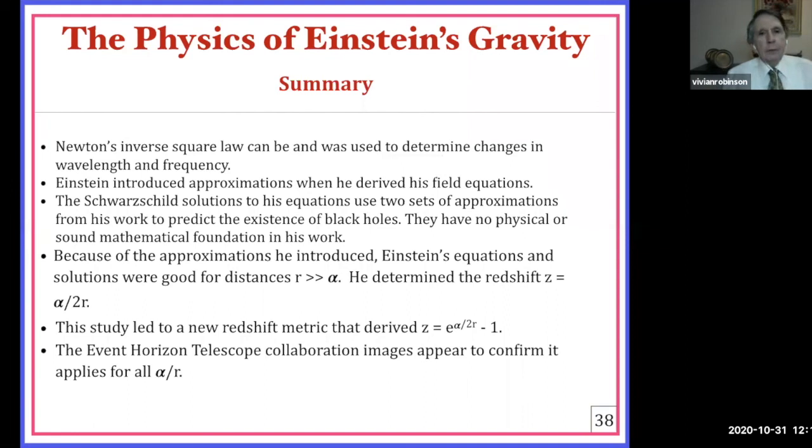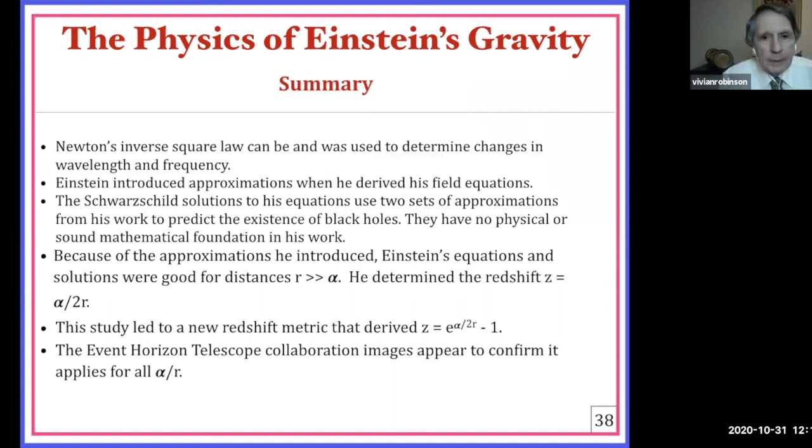Newton's inverse square law can and was used to determine changes in the wavelength and frequency. Einstein introduced approximation when he derived his field equations. The Schwarzschild solutions to his equations used two sets of approximations from his work to predict the existence of black holes. They have no physical or sound mathematical foundation in Einstein's work.